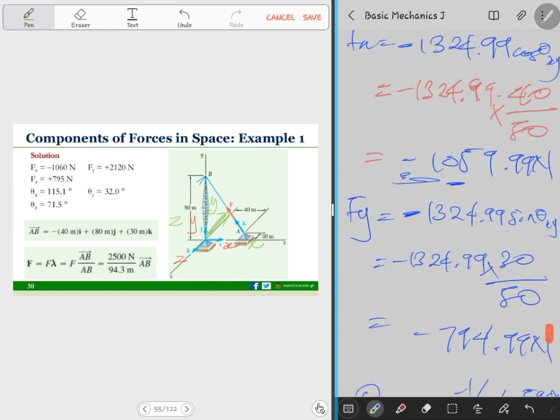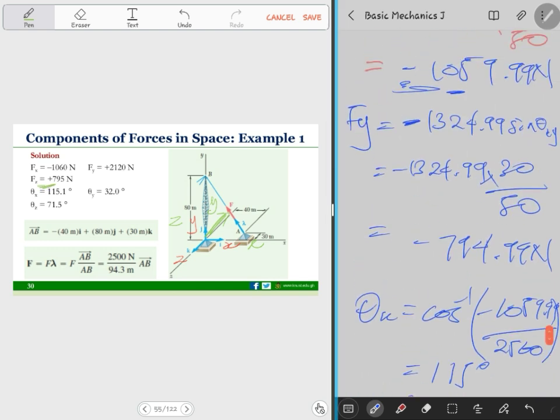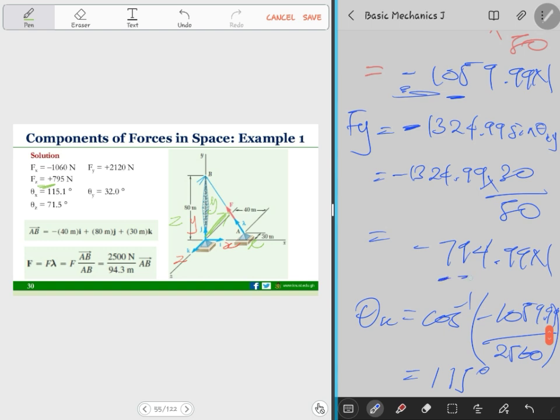F of y should be our f of y. Where's ours? This is our f of y. It should be opposite: it should have the negative sign of the f of z, but the same magnitude. So this is the f of z. Let's see. So f of y is 794.99, which is like 795, right? So the same thing. You see, ours is negative, theirs is positive. Just a matter of the negative and positive.